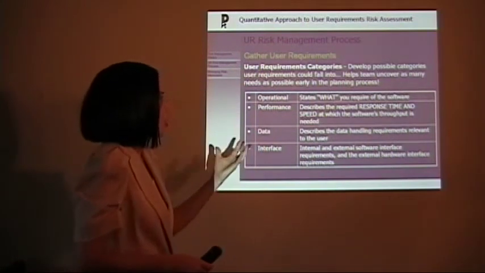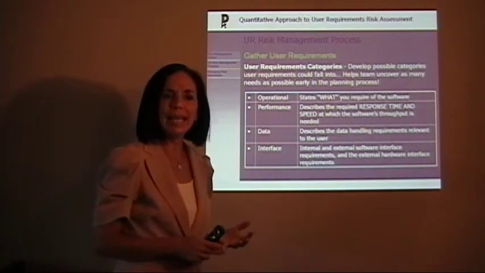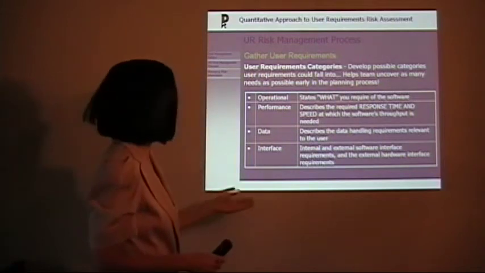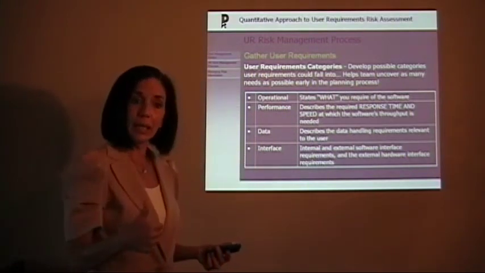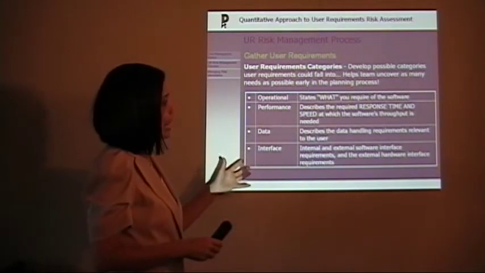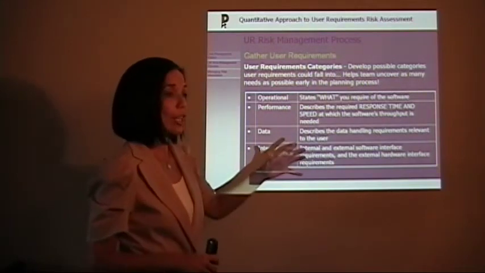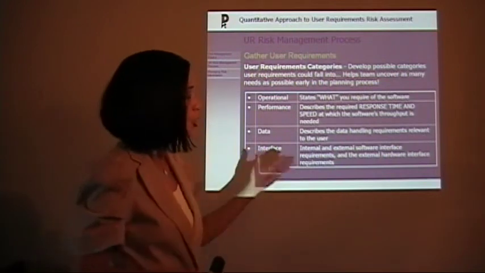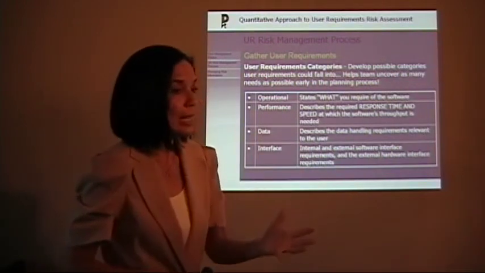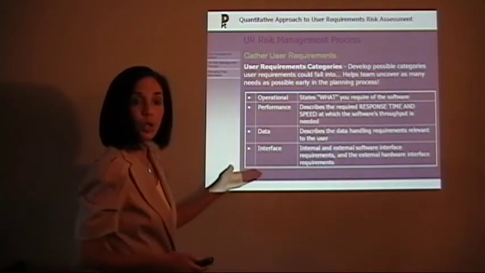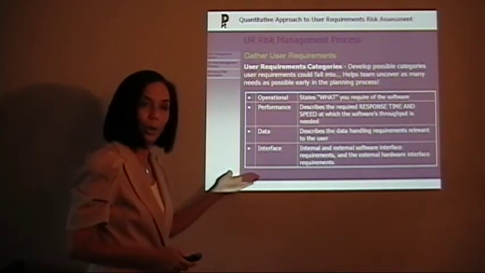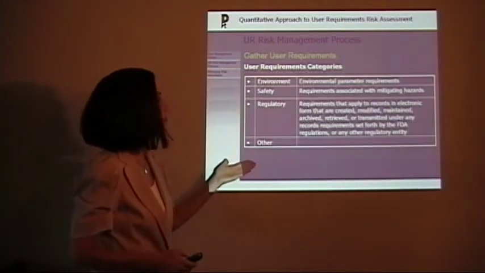Data, they can describe the type of data that they need and how they want to handle that data. Interfaces, they can say, oh, I need my system to actually receive data from the HR system as new people come into the organization, so that now I receive the records of those names. And that is actually an interface. Our users may not call it an interface, but it actually is.